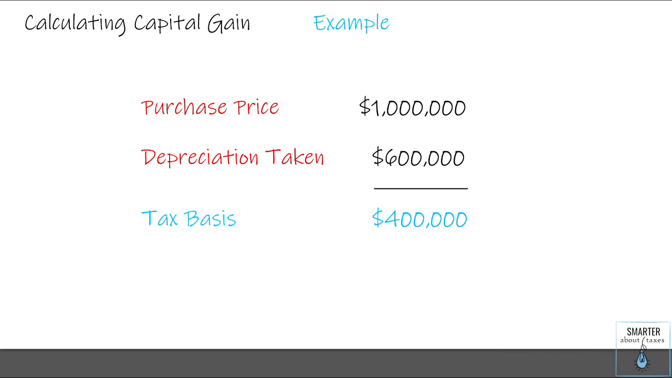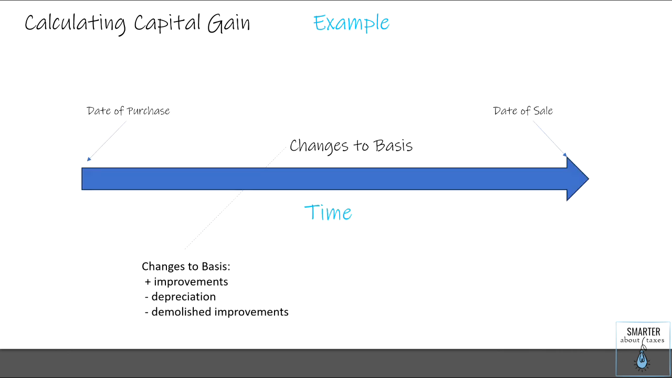We owned the property for a while. We were allowed to take a bit of depreciation as it goes along. Our tax basis has been reduced to $400,000. It's $1 million the day you buy it. In this case, we depreciated it. Now our tax basis is $400,000.